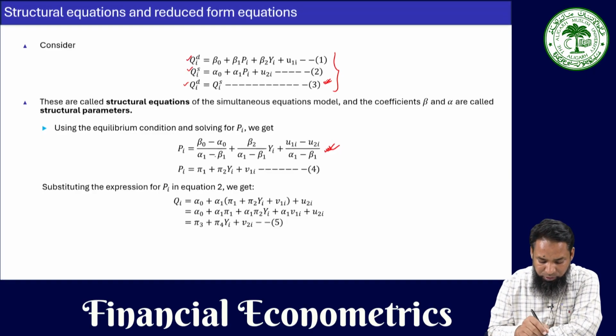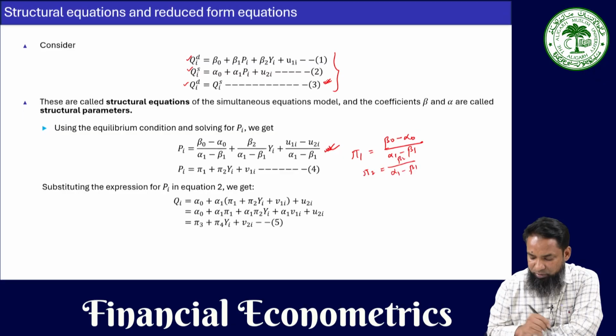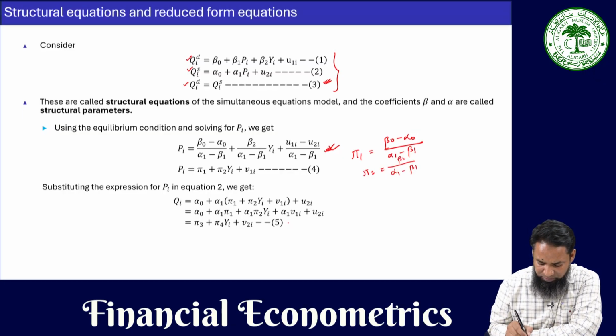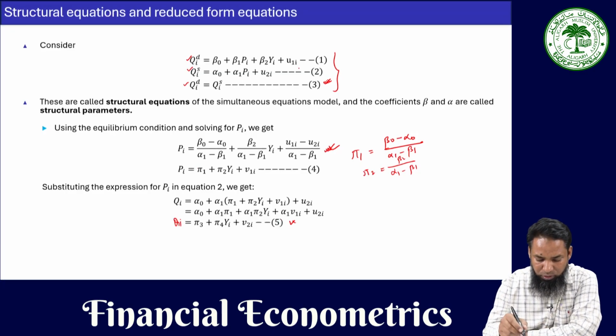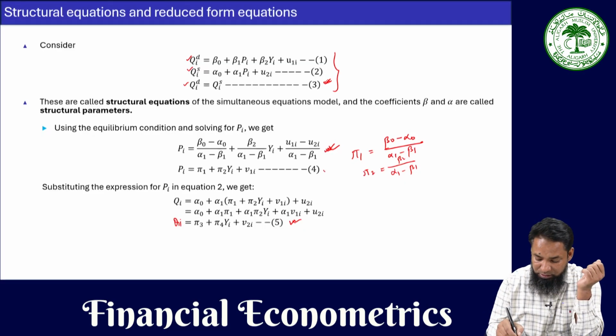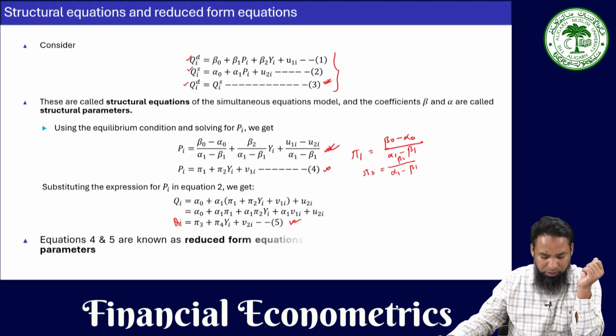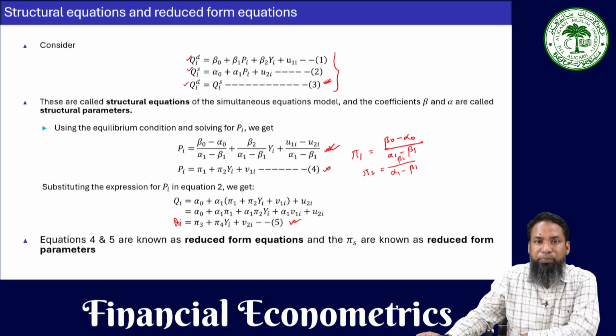Now, this pi 1 is nothing but beta 0 minus alpha 0 over alpha 1 minus beta 1. Similarly, pi 2 is nothing but beta 2 upon alpha 1 minus beta 1. Similarly, we get the fifth equation for the quantity demanded, by substituting this pi into equation 2, and we get this relationship here. The relationships represented in equations 4 and 5 are known as the reduced form equations, where the pi's are known as the reduced form parameters.